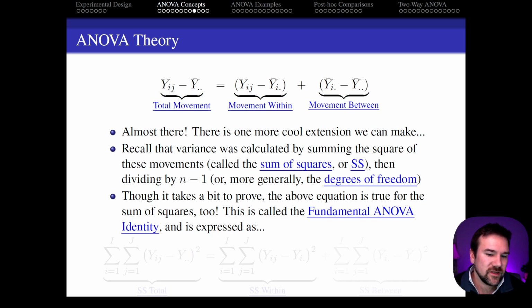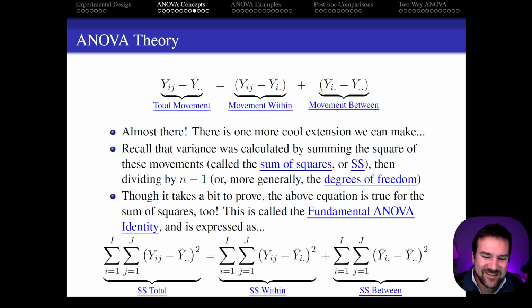What's cool, though, is that though it takes a bit to prove, it actually does nicely work out mathematically in this case. If I look at the addition over all of the groups, over all of the people, for each of these terms squared on the left side and squared on the right side, this actually does work out such that the sum of the squares for the total movement is equal to the sum of the squares within each group plus the sum of the squares between each group.